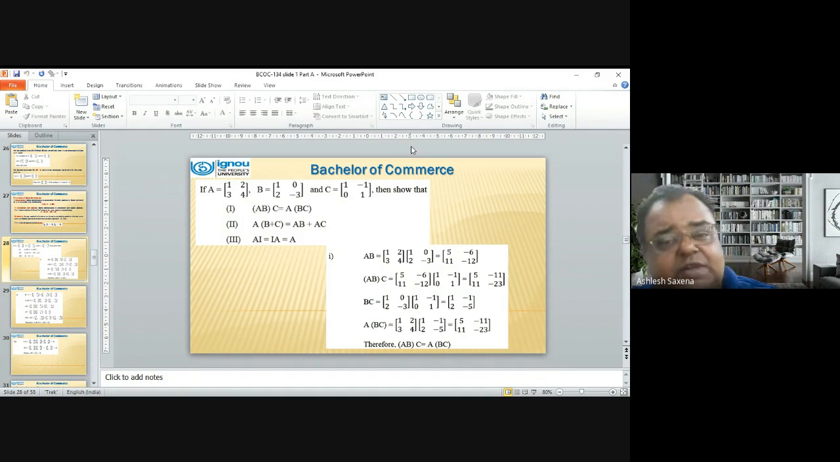First of all, we will start with AB. AB are in a single bracket. That means initially we will be multiplying AB first. When we are multiplying AB, we are getting 5, minus 6, 11, minus 2. And now this AB will be multiplied by C. When this is being multiplied by C, C is your matrix 1, minus 1, 0, 1.